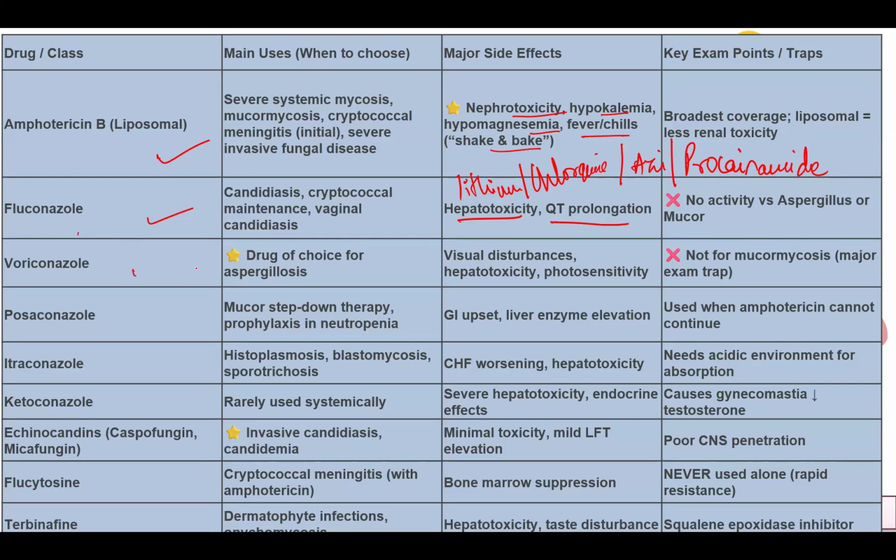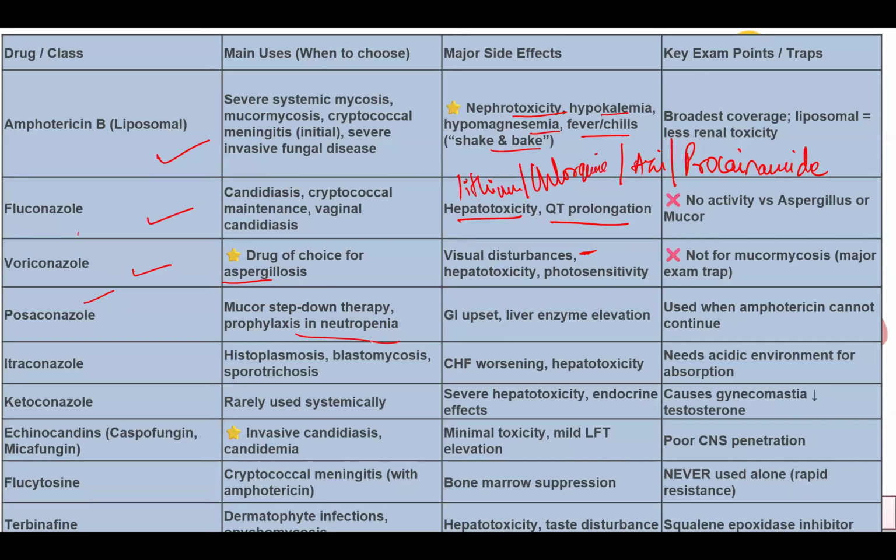Then you have voriconazole, the drug of choice for aspergillosis. Sometimes it can cause ophthalmic symptoms. Don't use voriconazole for mucormycosis. Posaconazole is the step down therapy for mucor in neutropenia. So sometimes if the patient undergoes a surgery, was having amphotericin B, and now is going home, at the time of going home, what will you suggest? You will give him posaconazole as an oral drug.